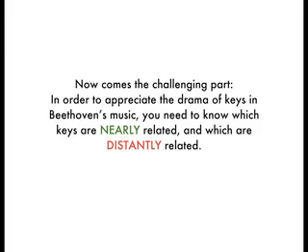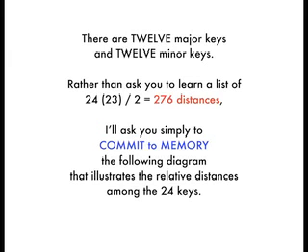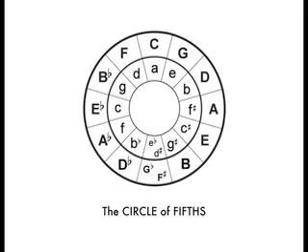Now comes the challenging part. In order to appreciate the drama of tonality in Beethoven's music, you need to know which keys are nearly related to each other and which are distantly related. There are 12 major keys and 12 minor keys. If you do the math, that adds up to 276 pairwise relationships. Rather than ask you to learn a list of 276 distances, I'll ask you simply to commit to memory the following diagram that illustrates the relative distances among the 24 keys. This is called the circle of fifths.